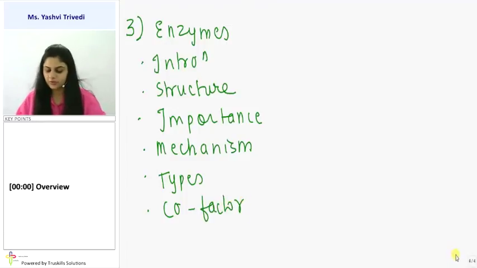So this is all about what we are going to see in this chapter in detail. So let us start with that.